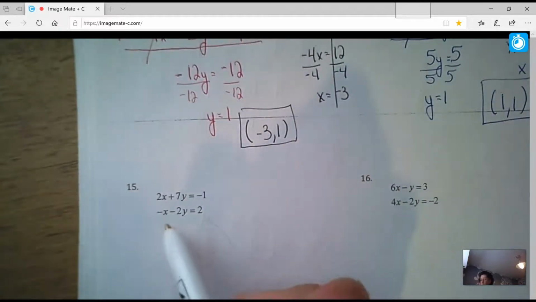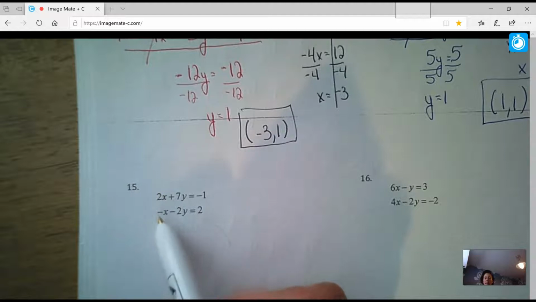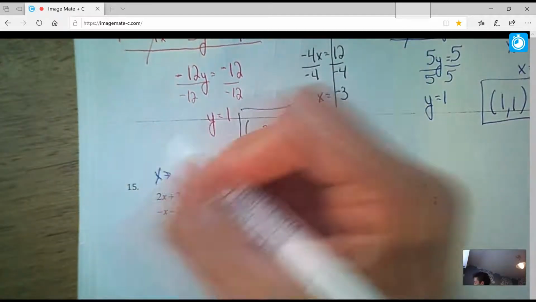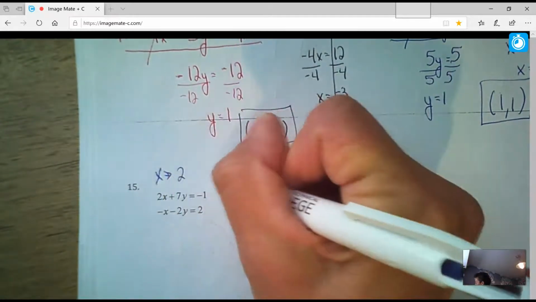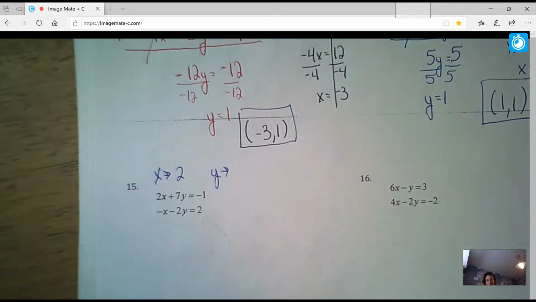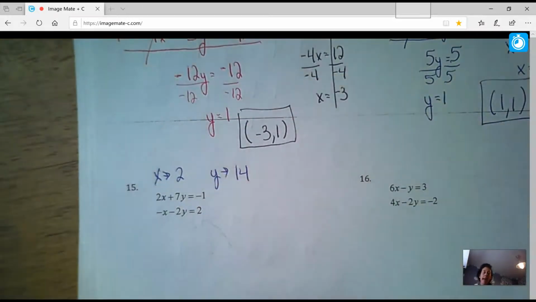So on 15, when I look, I like the fact that everything's lined up, but when I add, neither my x's nor my y's cancel out. So again, I have a choice. So I could make the x's both some form of 2, or when I try to think of a number that I could make 7 and 2 into, I've got to build the numbers up. I'm going to be multiplying them. I could turn those both into some form of 14 and then eliminate.